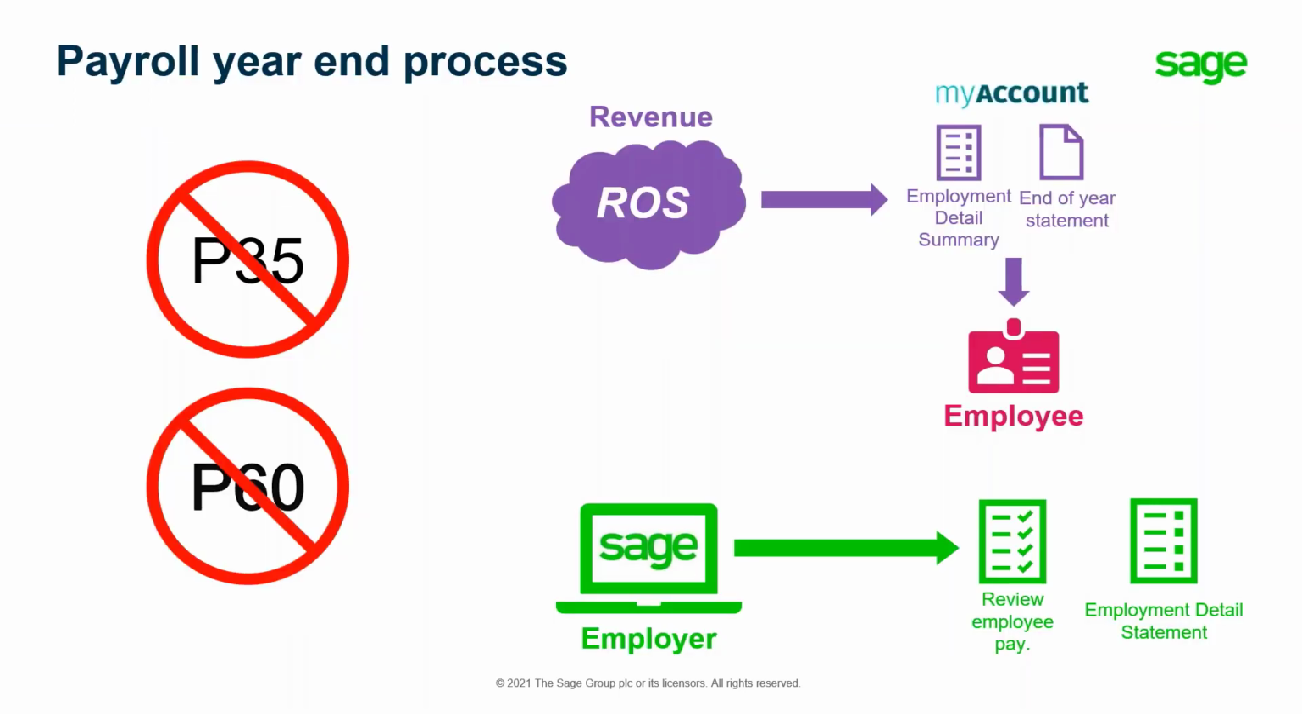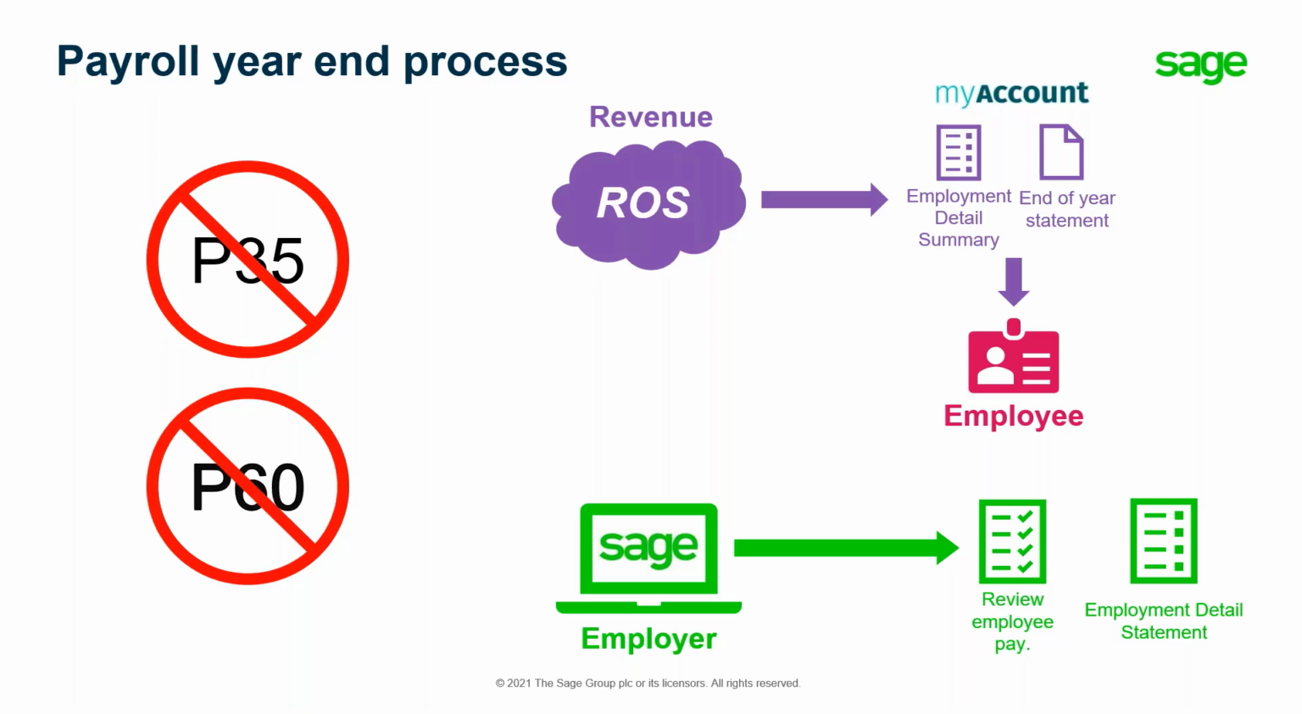So this is much easier than it has been in the past. If you have been running a payroll for quite some time, you may remember P35s and P60s at year-end. PAYE modernisation has put an end to those forms, and the process is now much easier. The only task for you as an employer is to review your employee pay. You can also run the employment detail statement for reconciliation purposes. The employee can access their official forms in their My account. This is their employment detail summary and their end-of-year statement.